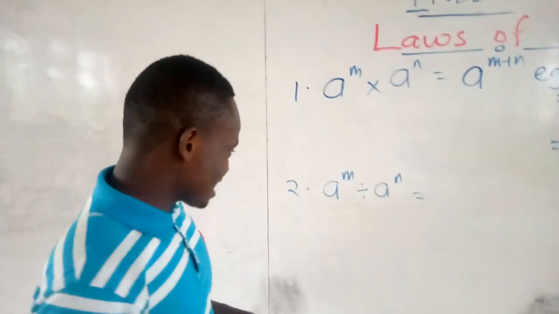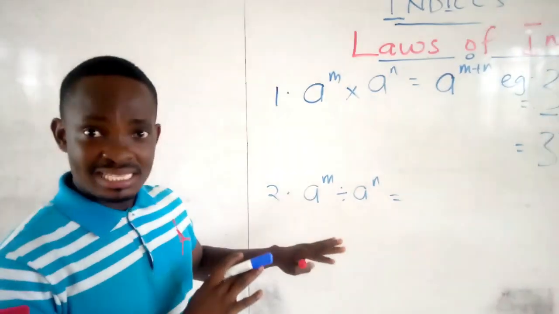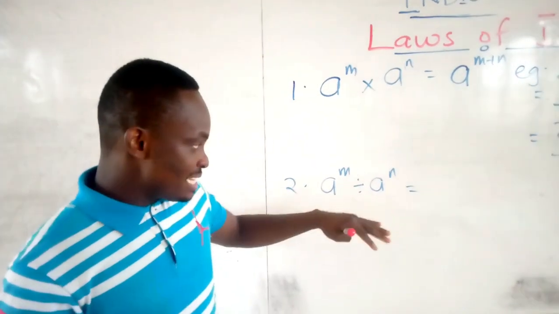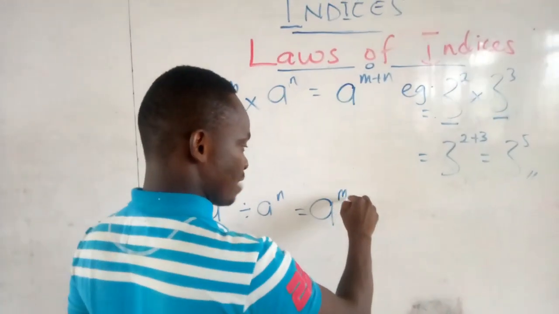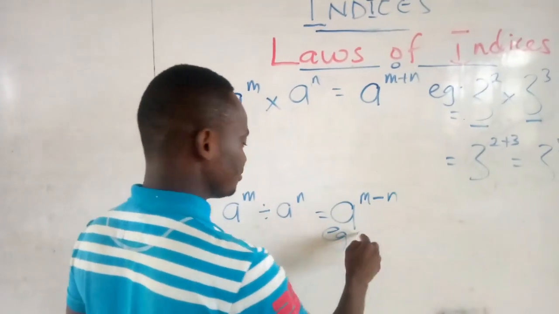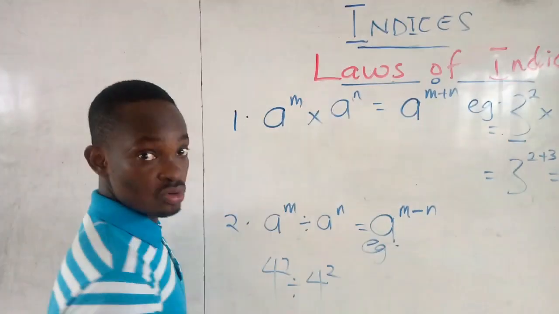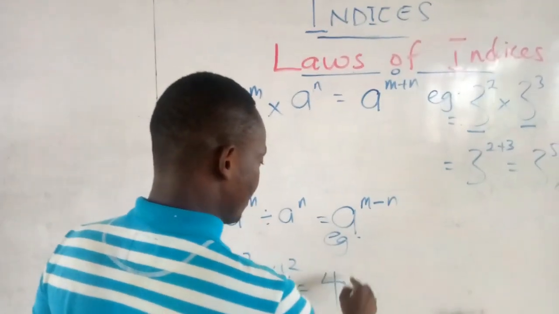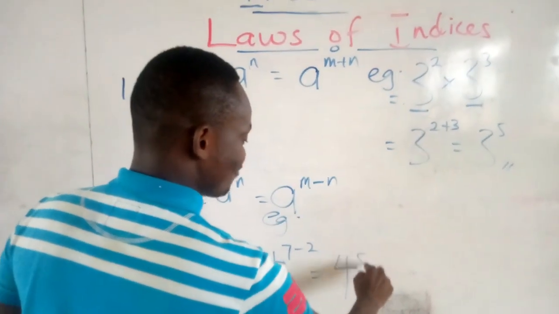Okay. And the next one says that if the indices of the same base are now divided, maintain the base and subtract the powers. So maintain the base. This time I subtract the powers. So example, I have 4 to the power 7 divided by 4 to the power 2. It becomes 4 to the power 7 minus 2, which makes it 4 to the power 5.